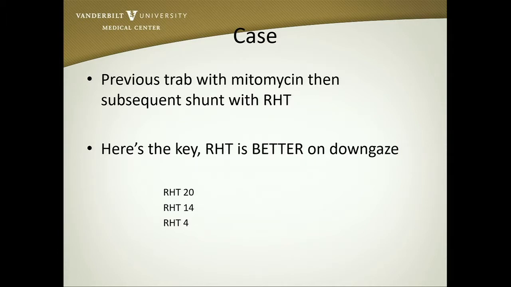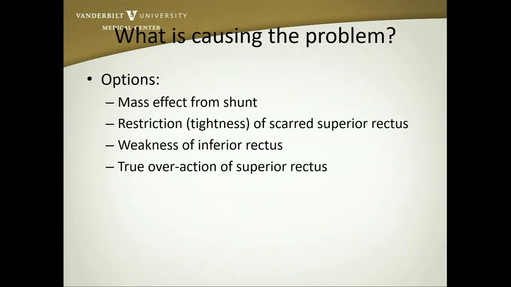So if you look at these deviations, you've got 14 in primary, 20 in up, but only 4 in down. And that's a little counterintuitive. If you truly have a scarred or tight superior rectus muscle, then you really should be increasing in down gaze. So what could be going on here? I just listed a couple of things that might be happening.